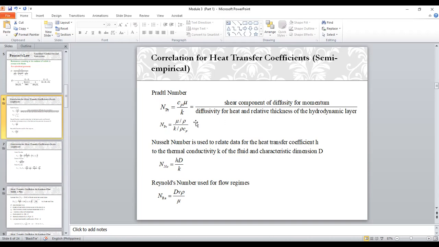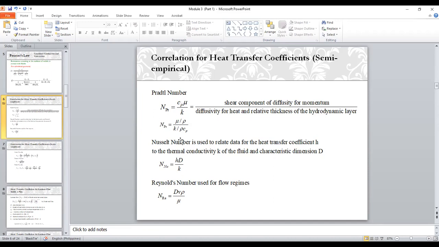Whereas the denominator represents the diffusivity for heat and relative thickness of the hydrodynamic layer. The Prandtl number can also be represented in this form. So either you use this formula or this formula for your Prandtl number. Actually, if you look very closely, if you cancel the densities here because they appear both in the numerator and the denominator of your rational expression, this one will only be this.